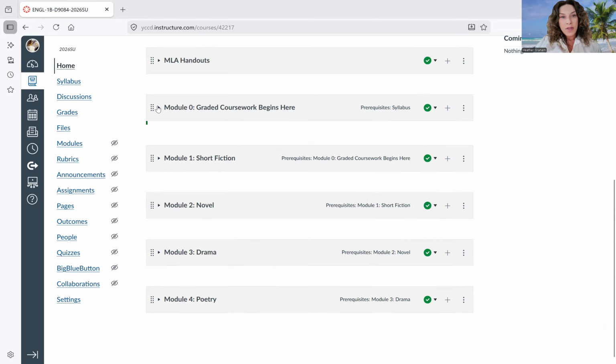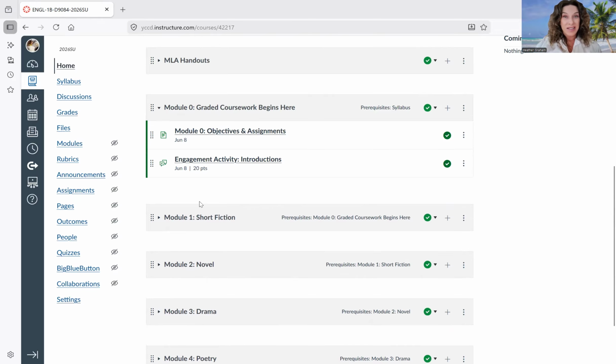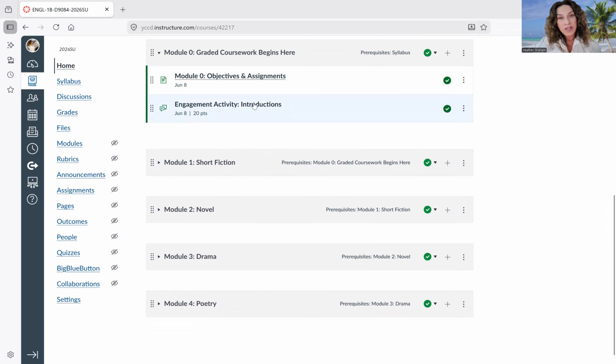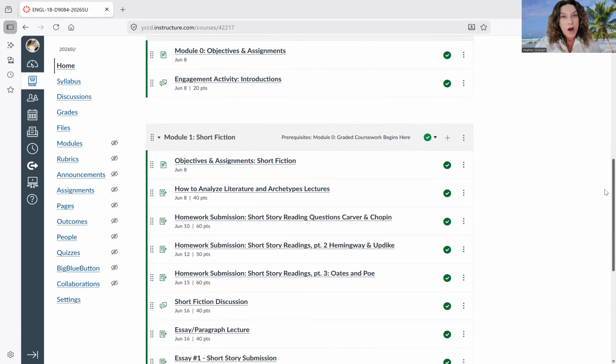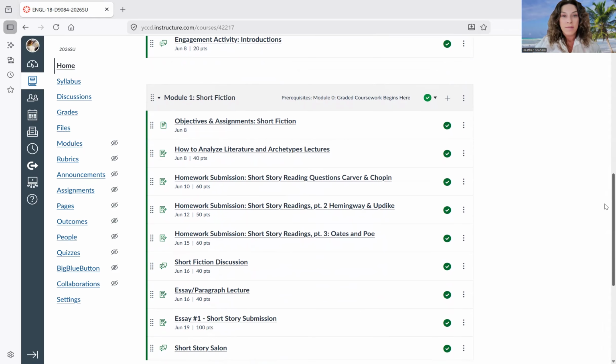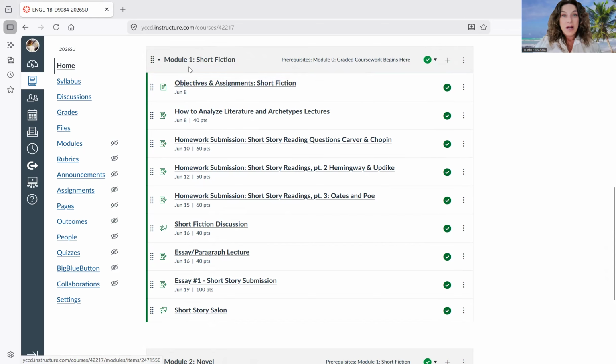So the first module is module 0 for a reason. It's our starting point. This is a formality, the first discussion post where you introduce yourselves to each other and we get the ball rolling in class. The first module, which will also begin on the very first day, June 8th, will be the short fiction module. And all of the modules follow the same pattern.